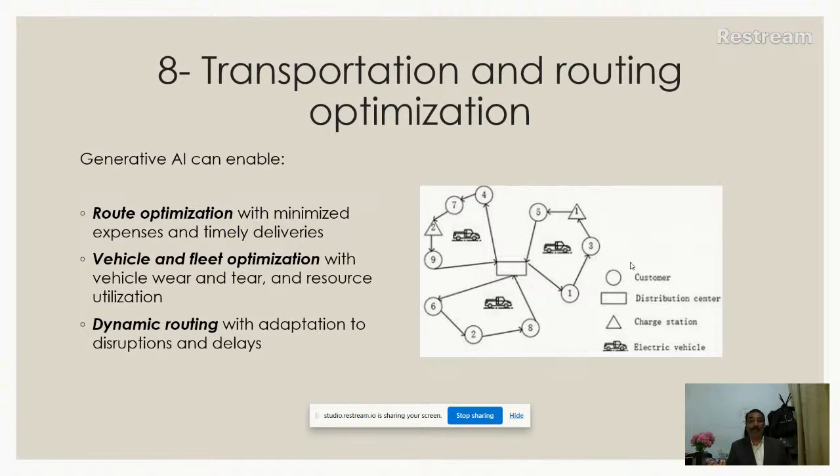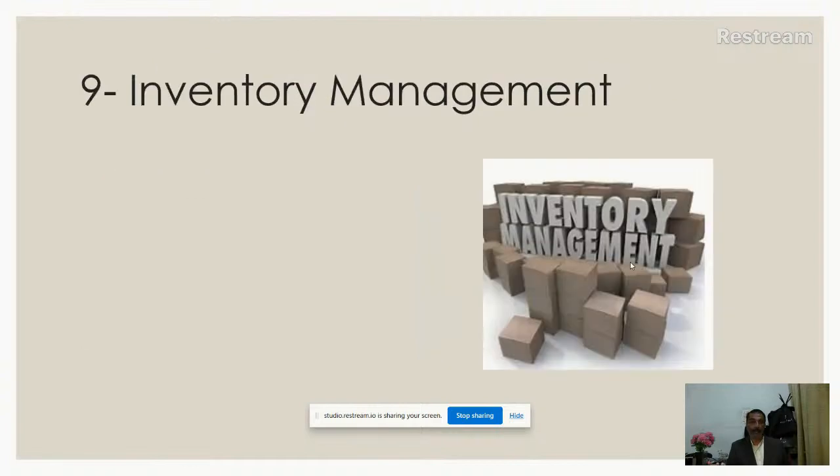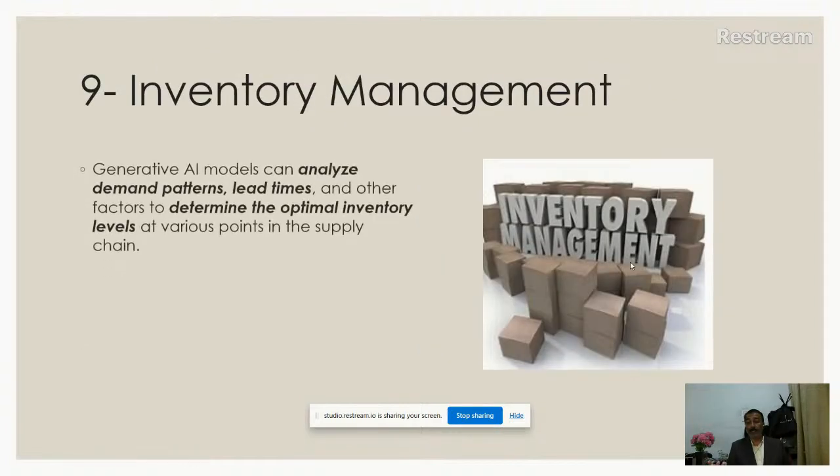The next one could be dynamic routing with the adoption of a disruption and delays in the supply chain. So not only the cost, you are able to provide better service to customers by predicting the correct or accurate timing of delivery. Of course, most fundamental for a supply chain professional could be inventory management.